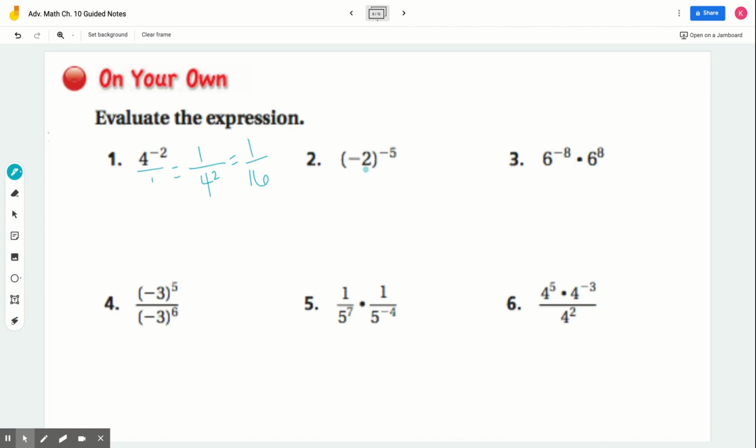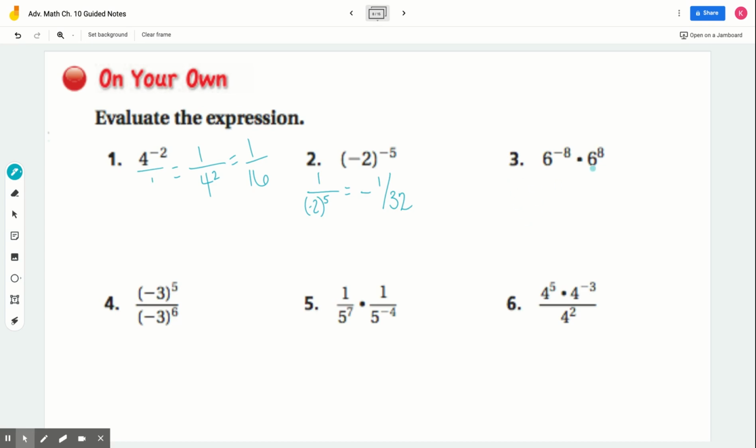The same thing here, negative 2 to the negative fifth power. This is like 1 over negative 2 to the positive fifth power. Now negative 2 times negative 2 times negative 2 times negative 2 times negative 2 is negative 32. So this is negative 1 over 32. If we have one negative sign, it just goes out to the left of that fraction.